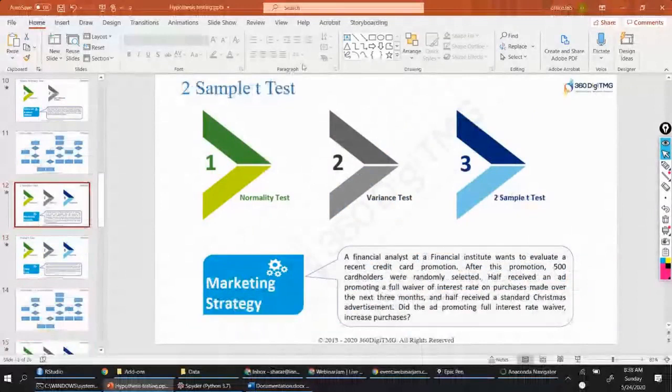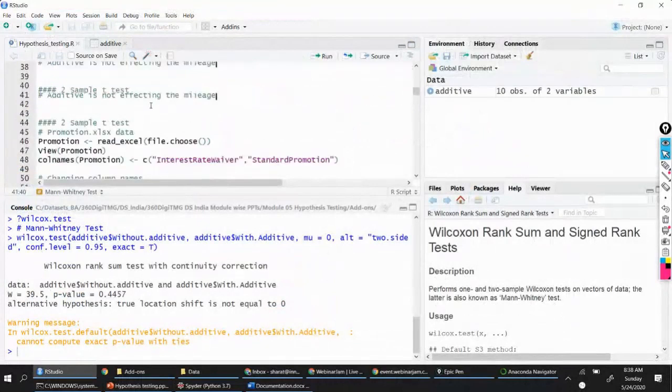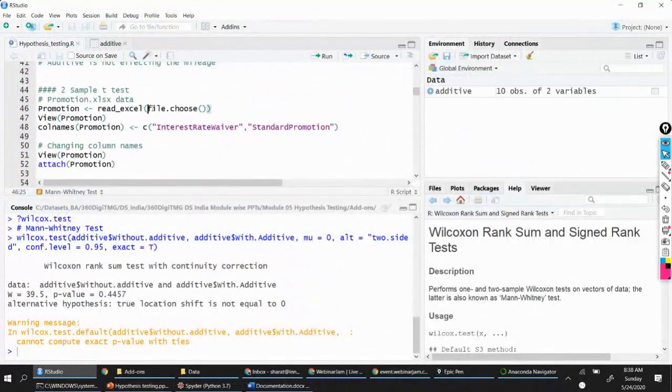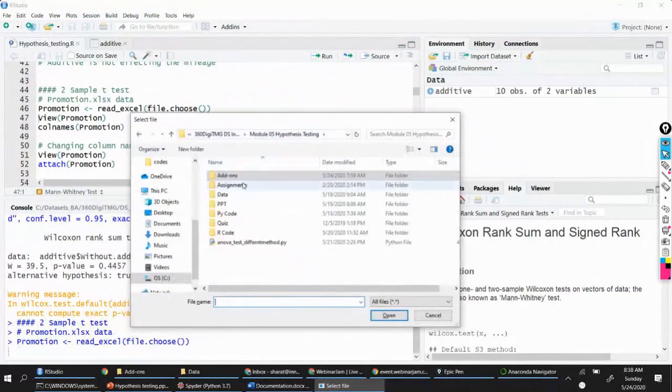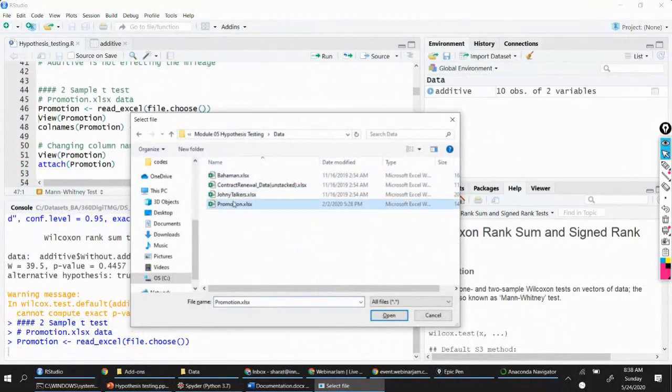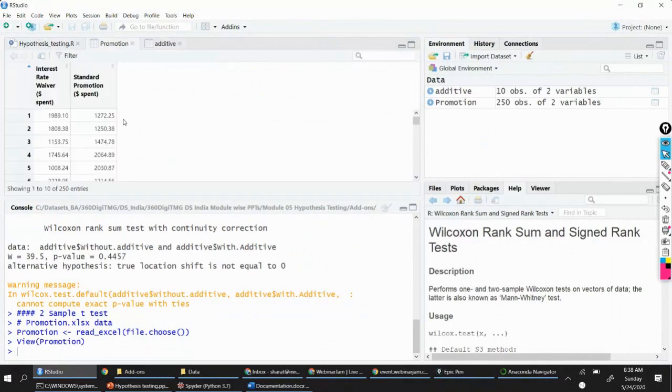Of course, next we'll do the t-test. Let me do this test here first. So we load the data set. I have 250 rows. Each column has the purchases made with the interest rate waiver offers and the standard promotion offers.